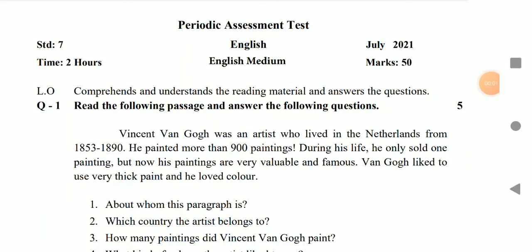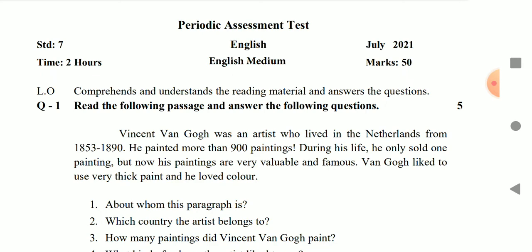Good morning, dear students. This is your periodic assessment test for English, where the marks are 50 and the time duration is 2 hours. Here, 50 marks are divided between 10 questions, which carry 5 marks each. So let's start with the first question. But before that, make sure that you have written your name and standard division along with the subject.